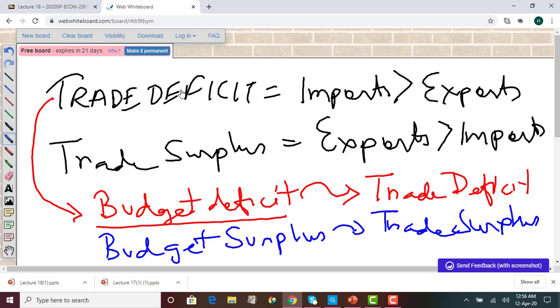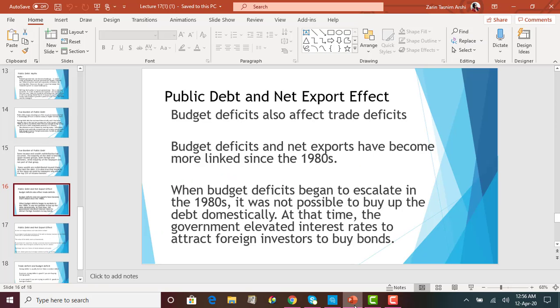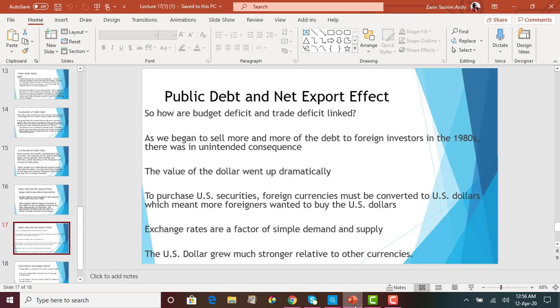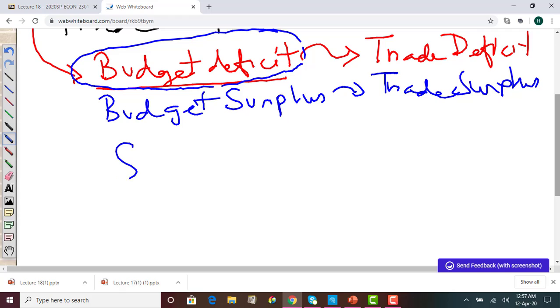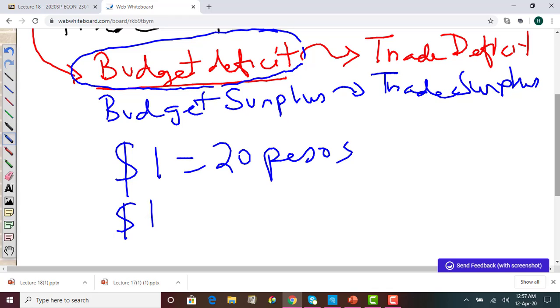But how? Okay, so let's look into that. Let's look into the budget deficit scenario, and then you will automatically understand how the other case occurs. When there is a budget deficit, when the government is spending more money than the tax revenues, the savings rate is very low. So people are selling more and more of their debt to foreign investors, and as a result the value of the dollar is going up. Let's say previously $1 was 20 pesos, but now the value of the dollar has gone up because of the budget deficit, so $1 now becomes 30 pesos.